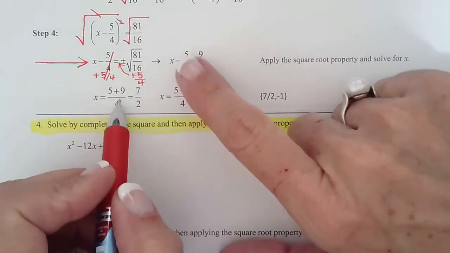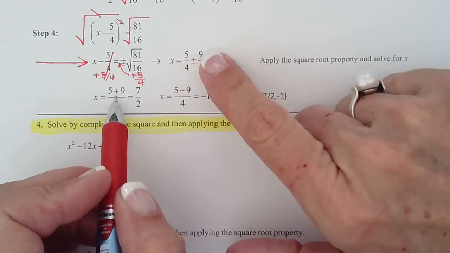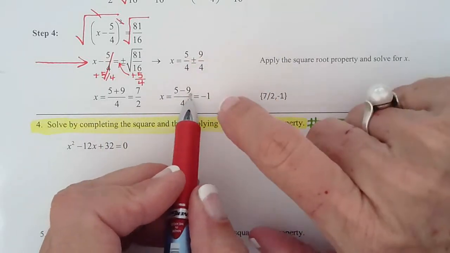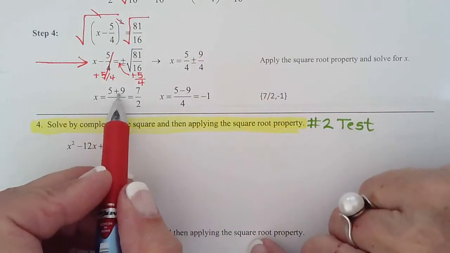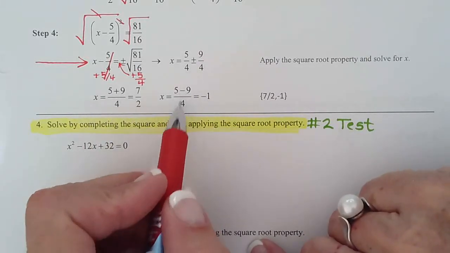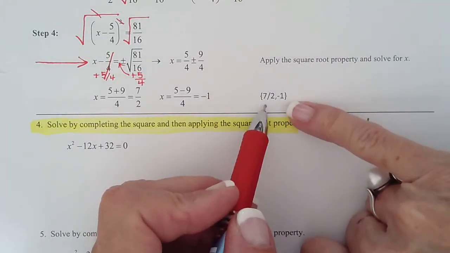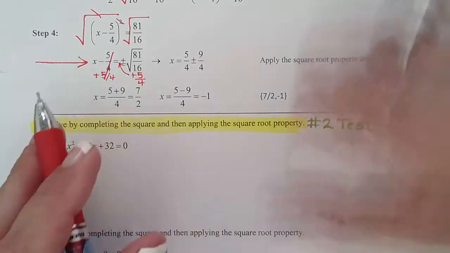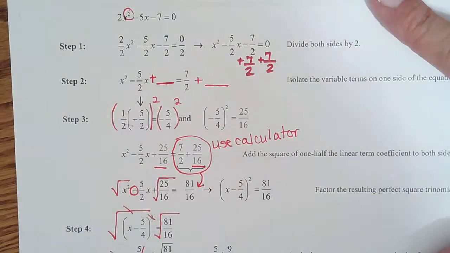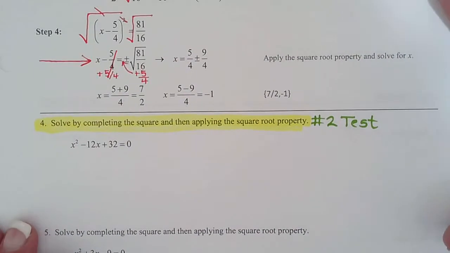And then remember how I showed you to write your two cases? 5 plus 9 divided by 4, and 5 minus 9 divided by 4. So this is 14 over 4, which simplifies to 7/2, and this is negative 4 over 4, which simplifies to negative 1. So my two solutions are 7/2 and negative 1, and that makes sense because this guaranteed that I would have two solutions. So that's as hard as they get.